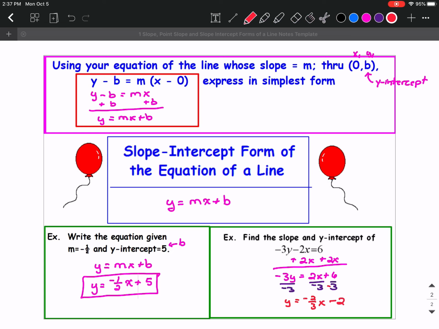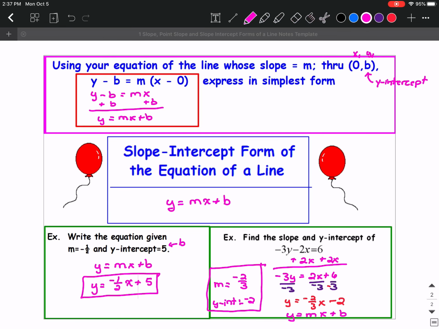And now when we look at it, because remember, this is in the form y equals our slope times x plus our y-intercept, we know that our slope is negative 2/3, and our y-intercept, which is b, is negative 2. And now we found the information that we wanted.